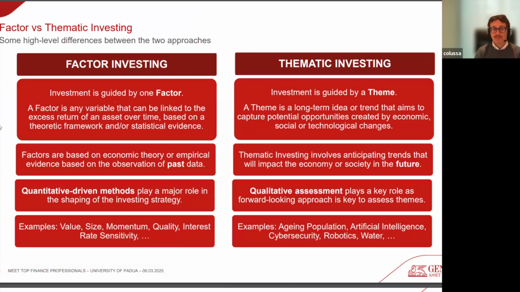So what is factor investing? Factor investing is basically investment guided by a factor. A factor is basically every variable that can be linked to excess return of an asset or investments over time. And this linkage between the variable and excess return is usually based on a theoretical framework, and we'll see a few of them in a moment, or statistical evidence. And we will see this more in an example later in the presentation.